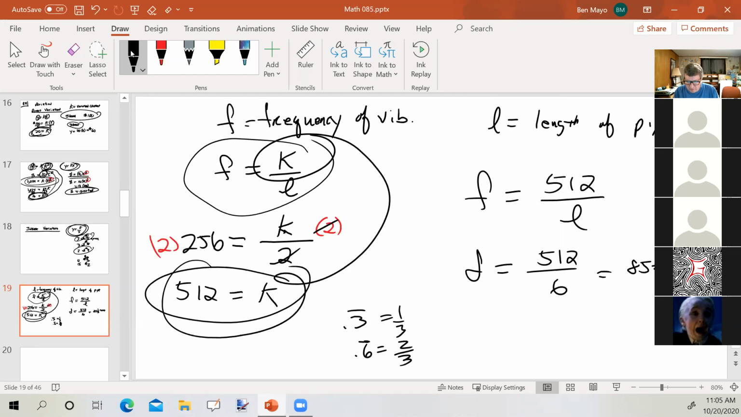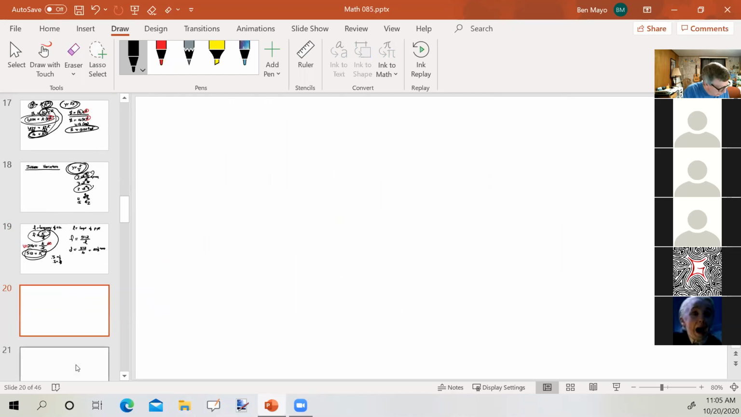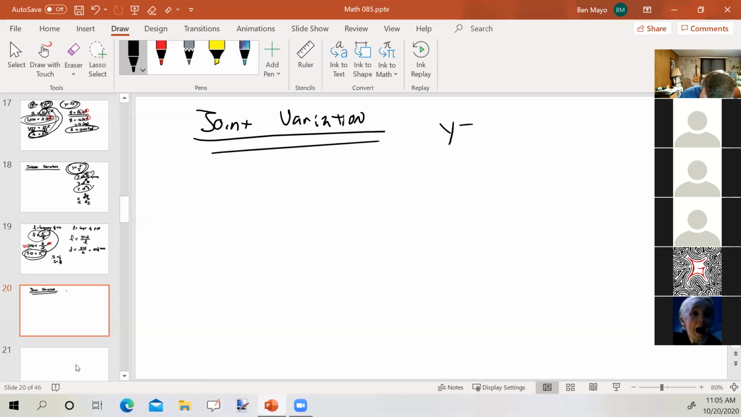Okay. You all right with this example? Yeah. We've got one more kind of variation. And let me find it here. This is called joint variation. Y equals K, and I think they use an X and a Z.